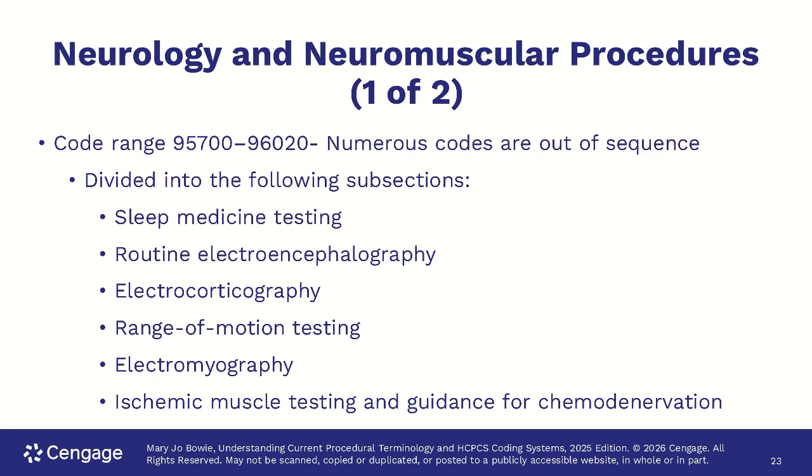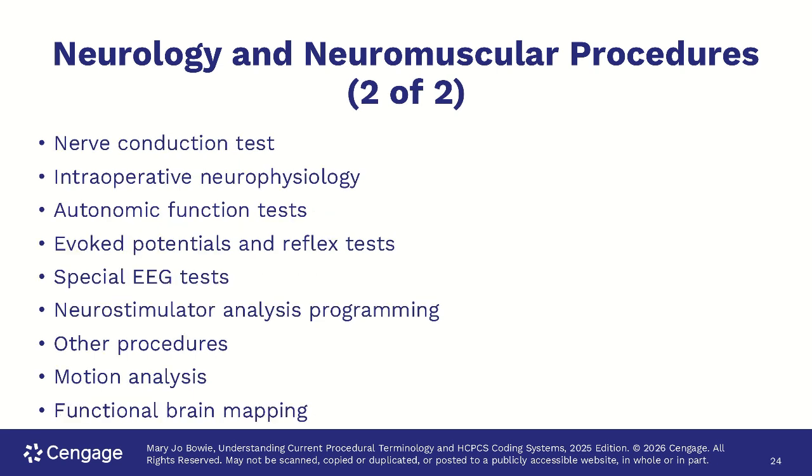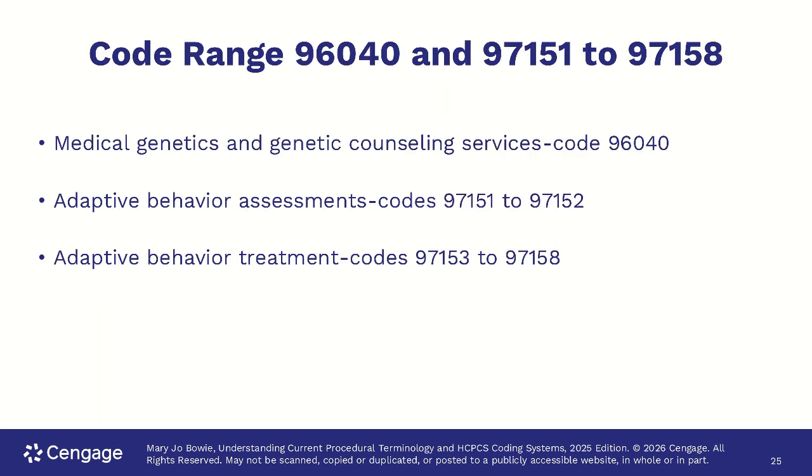Next up, we got neurology and neuromuscular procedures. So many procedures over here. Sleep studies, procedures for measuring the electrical activity of the brain, measuring the muscle, just to name a few. You have neurostimulator analysis testing. So, you put in the neurostimulator in the surgery area, and then you get over here, we have the codes to actually test the device.